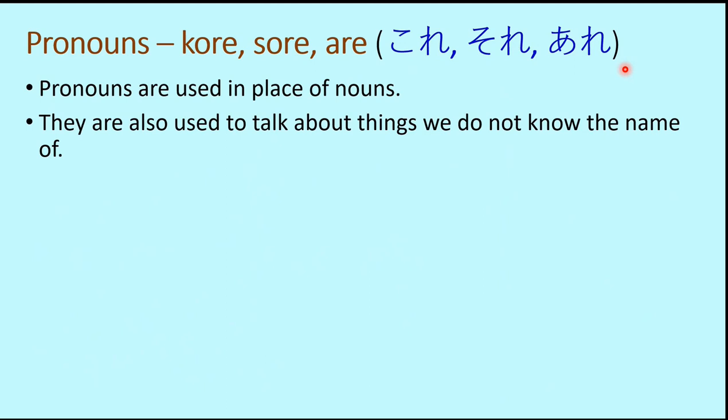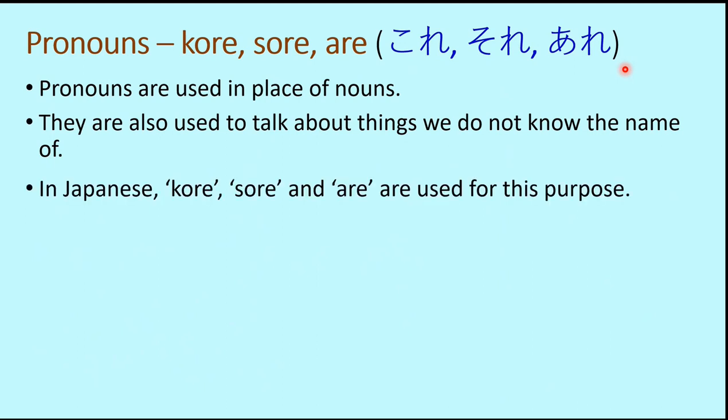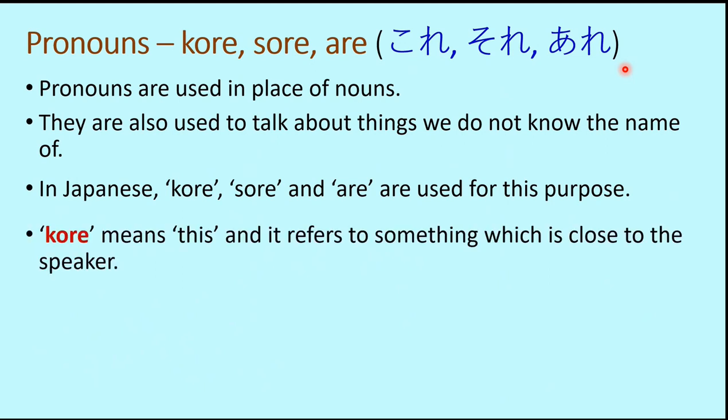Pronouns in general are used in place of nouns, as we all know. They are also used to talk about things we do not know the name of. In Japanese, kore, sore, and are are used for this purpose. Kore means this, and it refers to something which is close to the speaker. That means if I am talking about something in close proximity to me, in my hand or very near to me, then I will say this object, and for that I will use the word kore in Japanese.